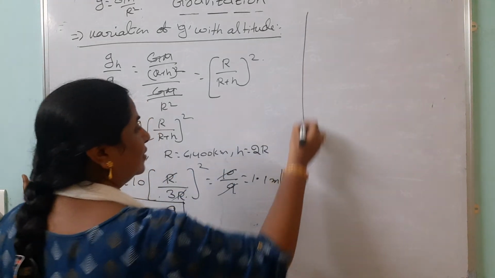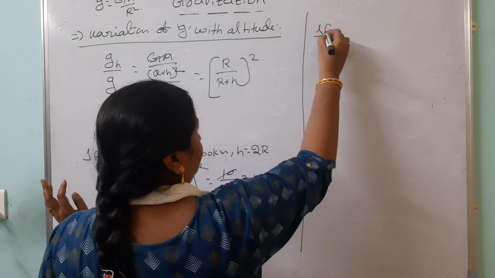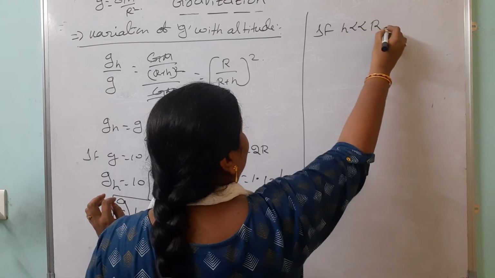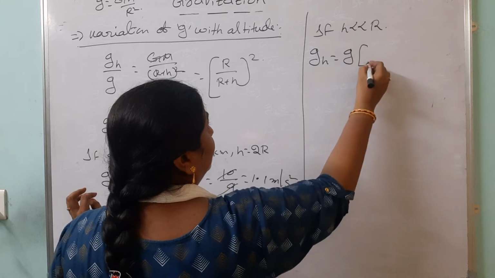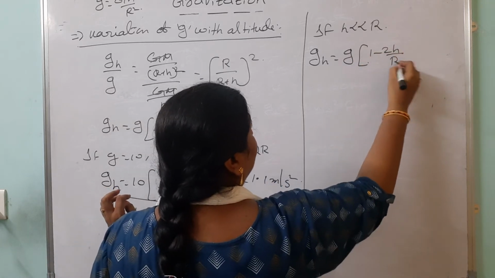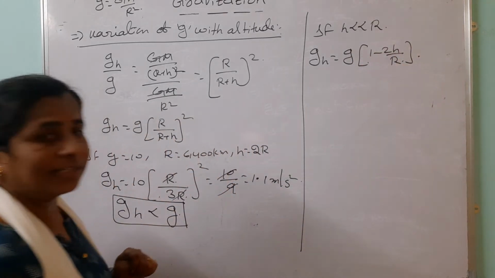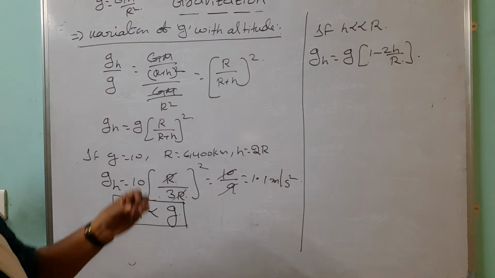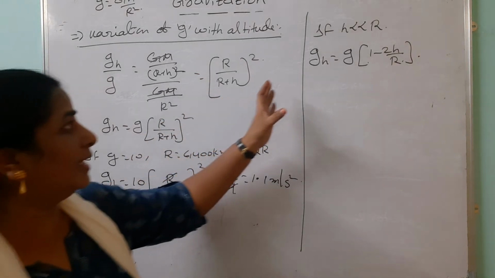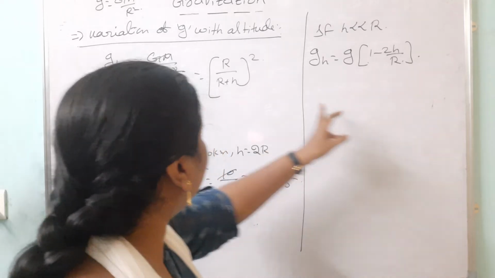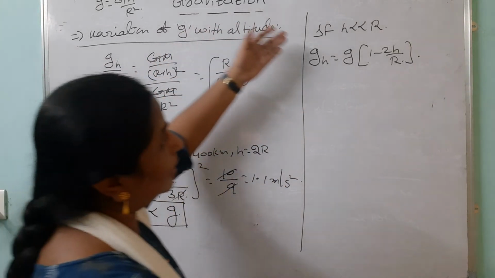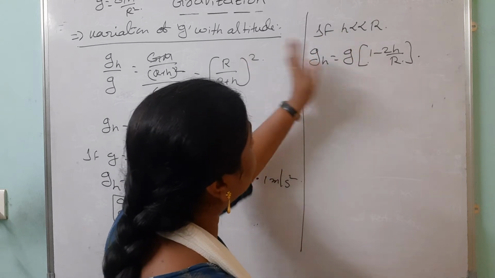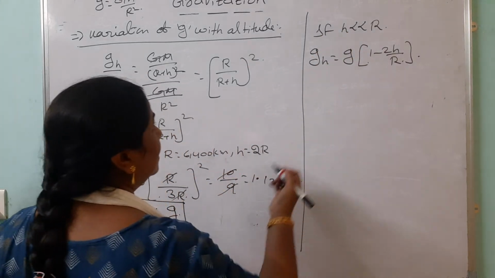And one more case you should remember: if height is very small compared to R, simply you can remember that g_h equals g into 1 minus 2h by R. So here, when the height is very small, they will mention it. At that time there is no need of using the other formula. That one is accurate, you can use it anyway, but if they mention small height, instead of that you can use this one. Easily we can do the calculations.